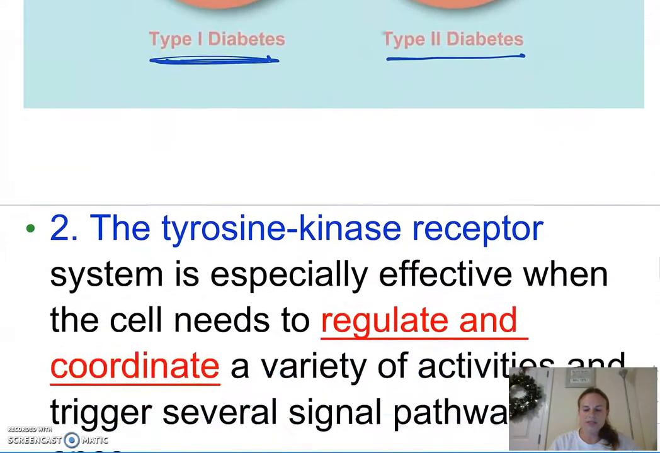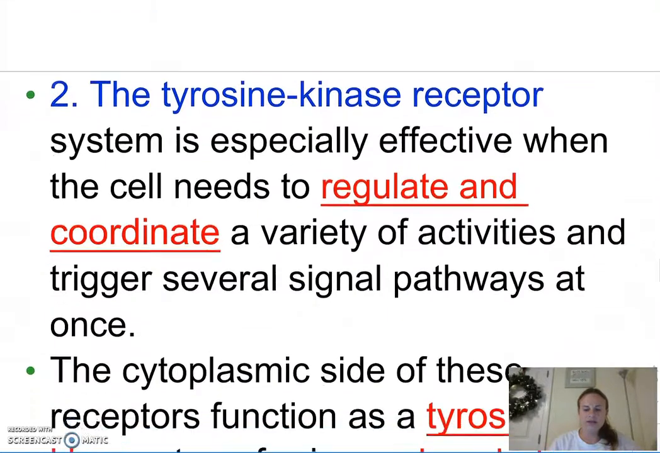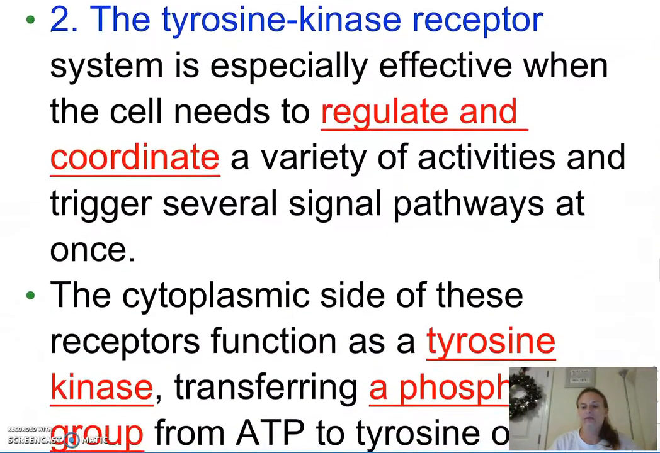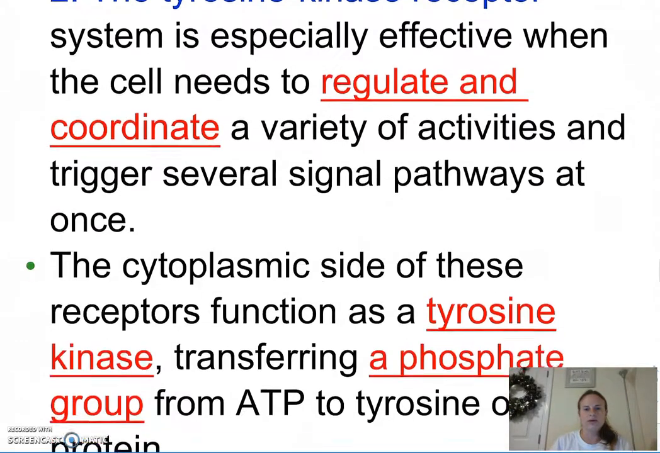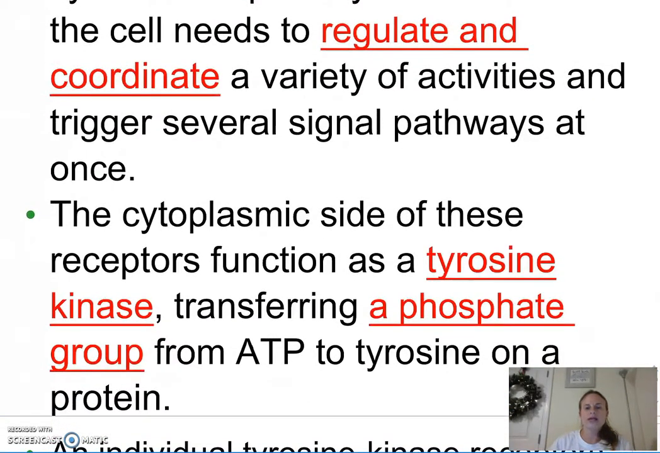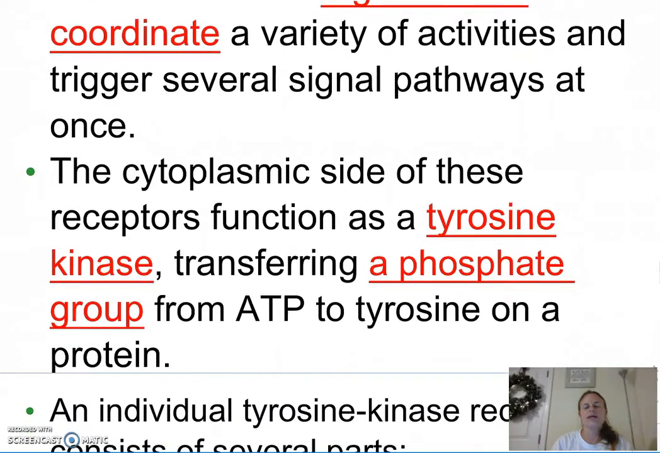Well, the type of receptors that are going to receive that ligand of insulin are the tyrosine kinase receptors, and they're going to regulate and coordinate a variety of activities in addition to regulating blood glucose levels. The cytoplasmic side of the receptor functions as a tyrosine kinase, which is ultimately going to take a phosphate group from ATP and add it to tyrosine on this protein.